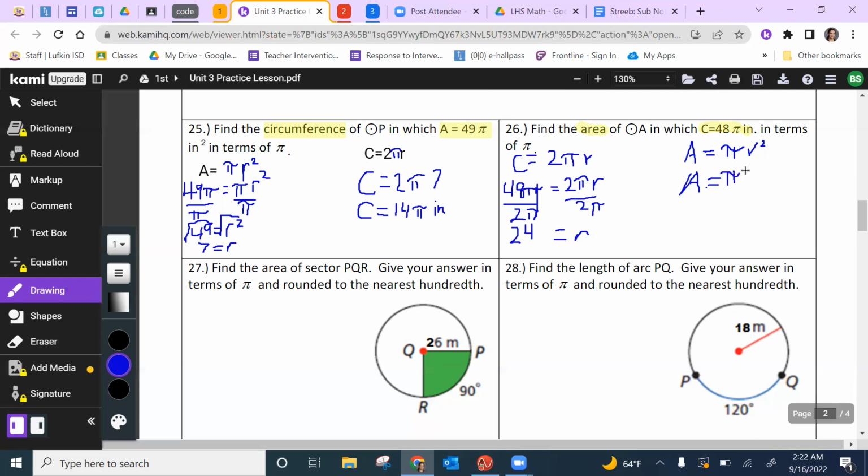We're going to substitute that 24. So we've got pi times 24 squared. 24 squared is 576. Bring down pi. So we got 576 pi inches squared.